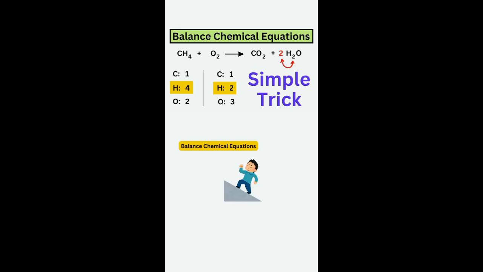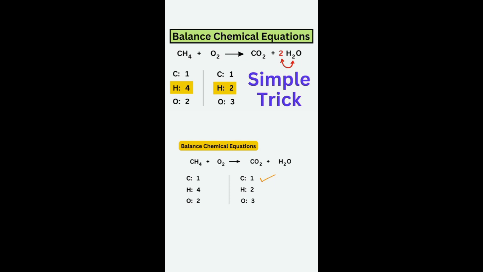Now, let's level up our gear and do our third problem. Methane reacts with oxygen to form carbon dioxide and water. This is the unbalanced equation. Let's first count atoms. On the left we have 1 carbon, 4 hydrogens, and 2 oxygens. On the right, CO2 has 1 carbon and 2 oxygens. H2O has 2 hydrogens and 1 oxygen. So the right side in total has 1 carbon, 2 hydrogens, and 3 oxygens.